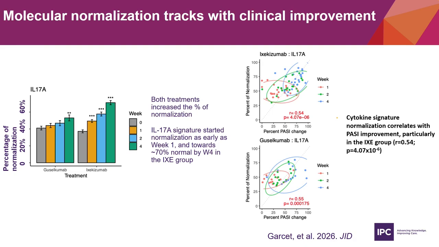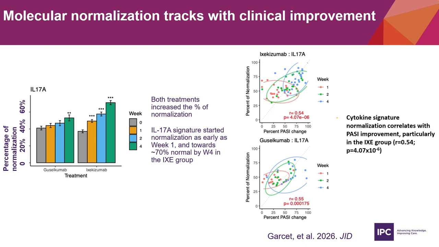You actually see the y-axis now representing the normalization. Both treatments increase the percentage of normalization, for both the guselkumab and the ixekizumab groups. For the ICSI group, we see that it started normalization as early as week 1, kind of concording with what I just shared, and then it's achieving around 70% normalization when using the control skin as a reference by week 4.